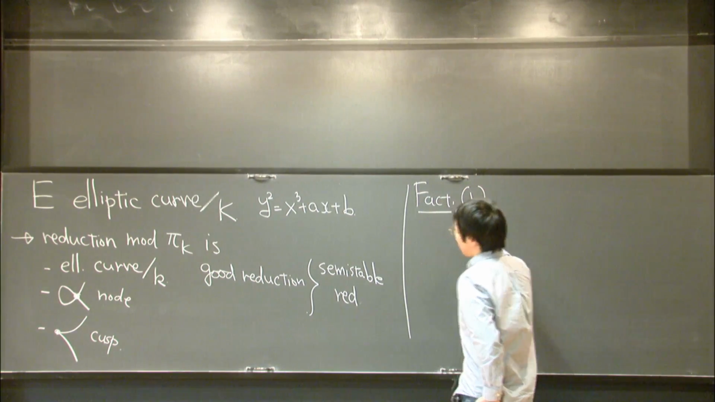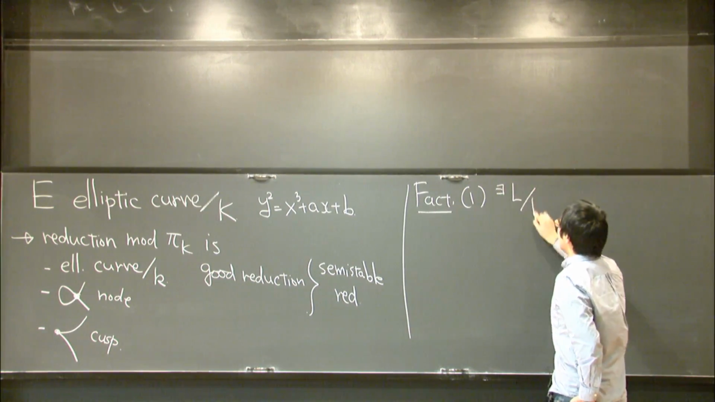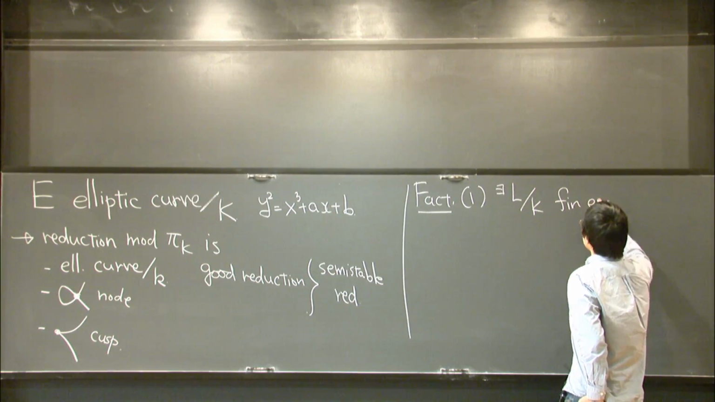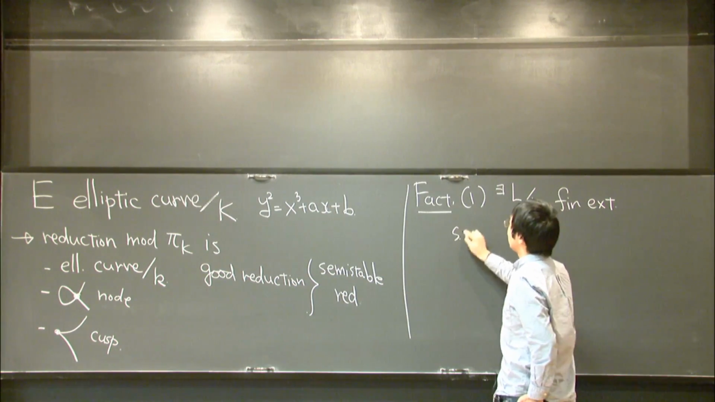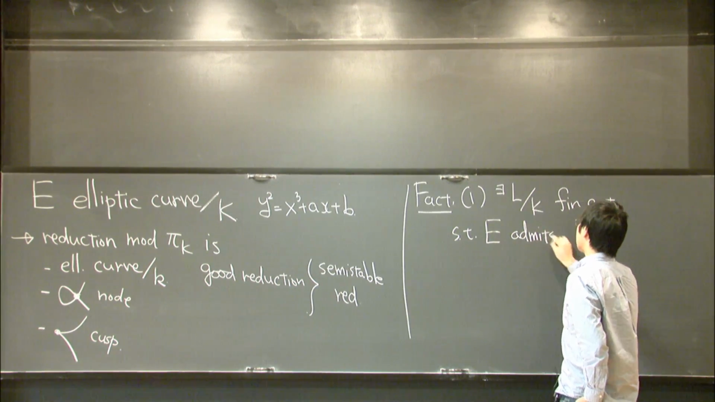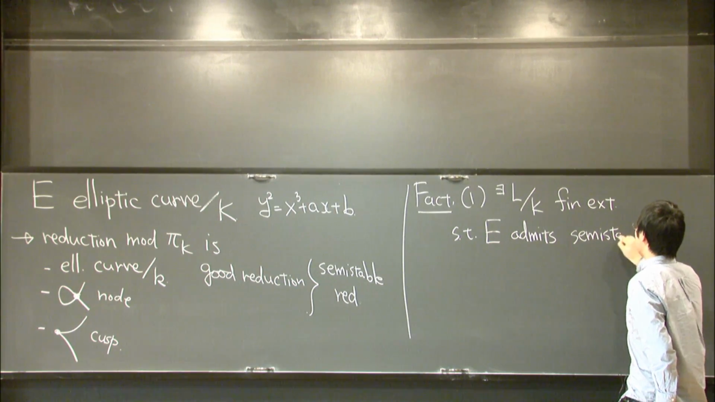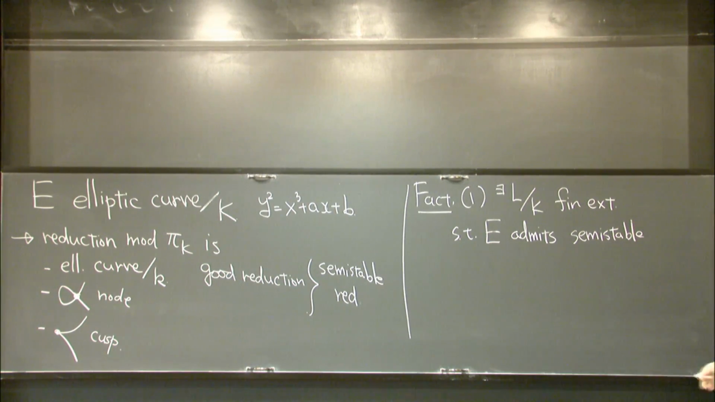So the first fact in this business is that at least after a finite extension of the base field, an elliptic curve admits semistable reduction. So this is the best possible kind of mild singularity.